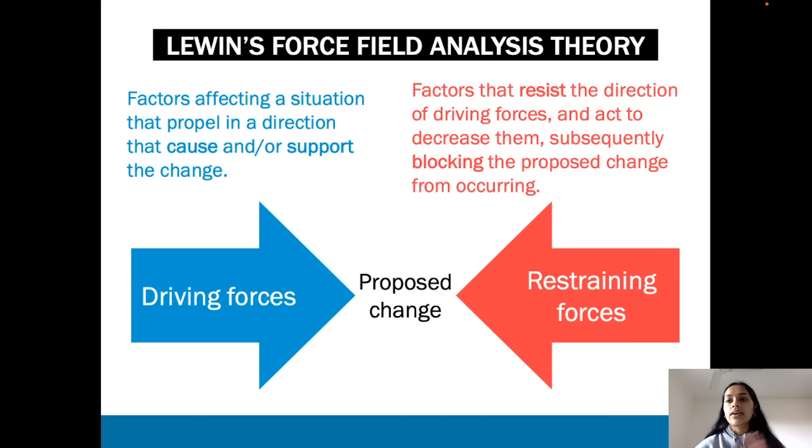So I sort of like to think of a car. Our driving forces are our accelerator, and restraining forces are our brake. In the case that you have more acceleration than brake, then the car is more likely to move forward, which is the case of driving forces. Whereas when there's more of a brake, the car slows down, it can't move forward, change is unlikely to happen, and therefore it's sort of blocking that change. So restraining forces are hindering change from occurring. Driving forces are really supporting and causing the change.